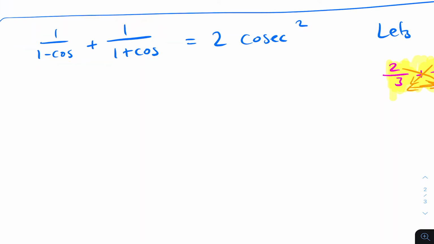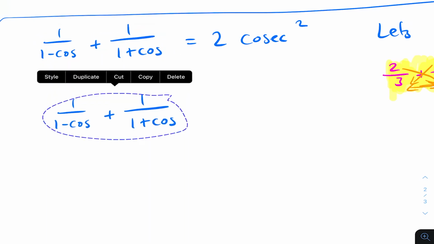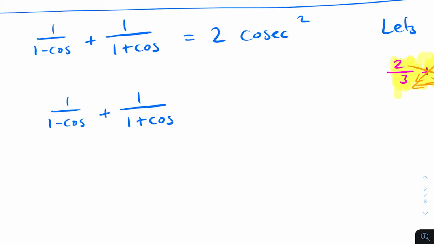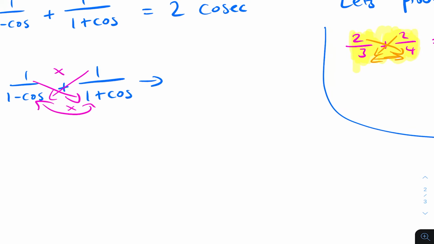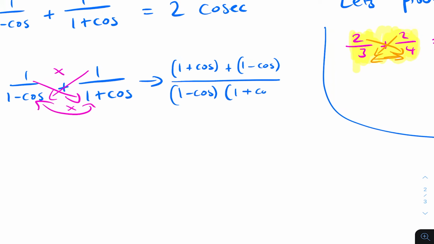I'll just detail out a bit more what we're going to do. We're going to do 1 times 1 plus cosine, and then 1 times 1 minus cosine, and then we're going to multiply these together as well, to get the common denominator. So we're going to have 1 plus cosine added together with 1 minus cosine, all divided by 1 minus cosine times 1 plus cosine. We don't need to write any multiply, but I'll just put it there anyway.